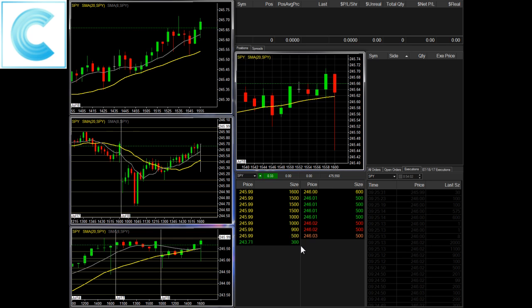Just to reiterate some of these windows, this is my time and sales window. I'll be using this to help gauge the buying and selling pressure that's taking place, alongside the level 2 window, which you can see here. Of course, the more important area of the level 2 window is the NBBO, also known as the National Best Bid and Offer, which can be seen here in the yellow.